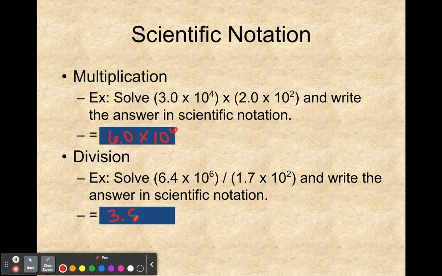Anybody need help with that one? Need me to come help you with your calculator? Yeah? What'd you get? I got 37,647. 37,647.058. Okay, so if you did 3.7, what's the number after 7? Okay, so I rounded up, but you could do 3.78.